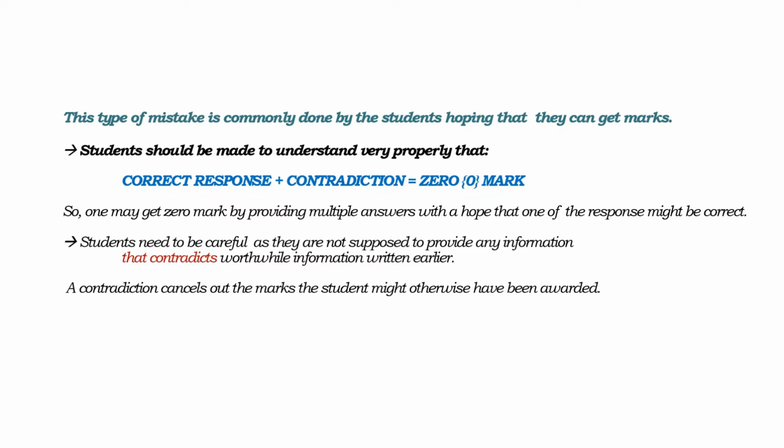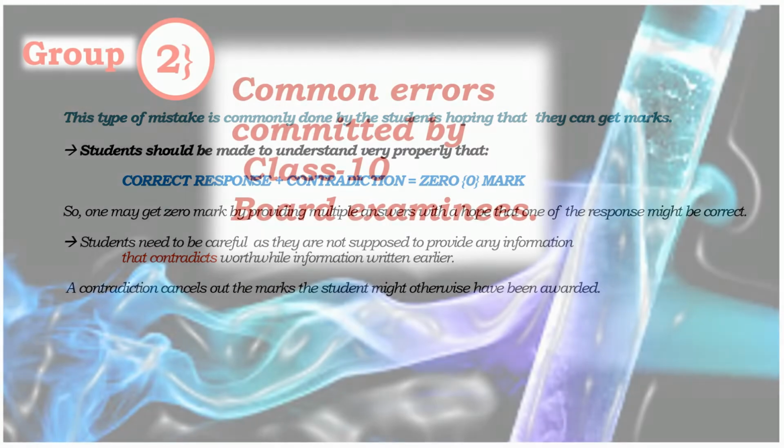So one may get 0 marks by providing multiple answers with the hope that one of the responses might be correct. Students should be careful as they are not supposed to provide any information that contradicts worthwhile information written earlier. A contradiction cancels out the marks the students might otherwise have been awarded.